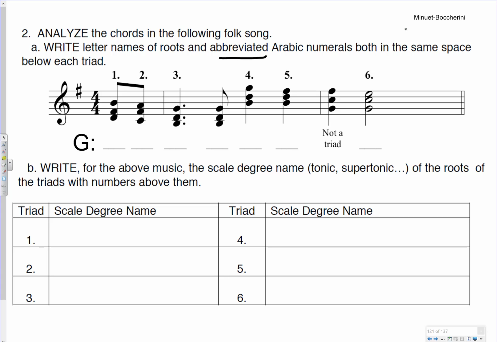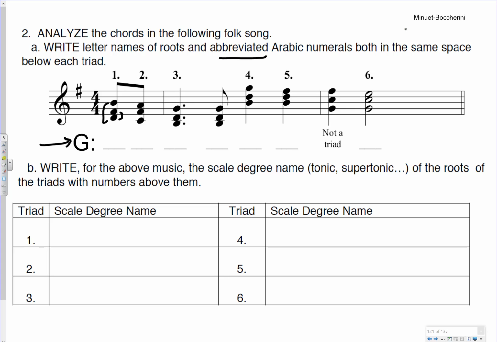Ask yourself, what key are we in? Hopefully you said G major. There's one sharp in the key signature, but what really gives away the answer is the fact that we have the uppercase G followed by a colon. Our first triad seems to be inverted. The lowest note to the highest note is a 6, and the lowest note to the middle note is a 3. Reread the directions. It says to use abbreviated Arabic numerals only.